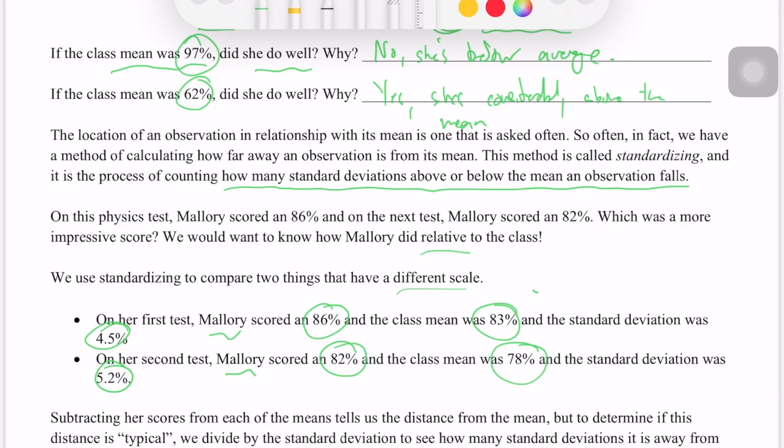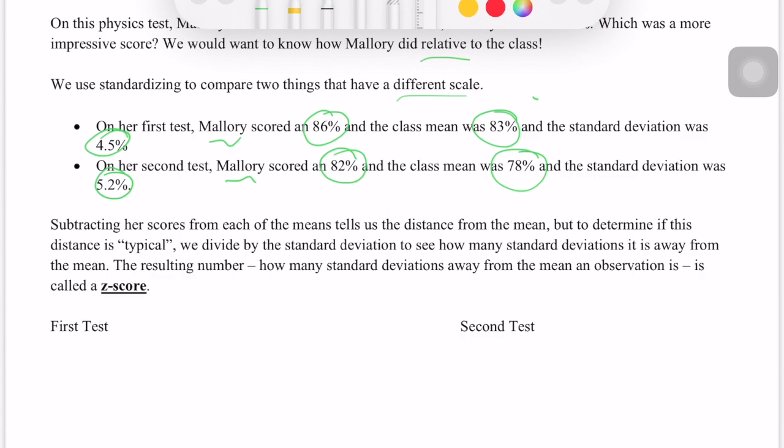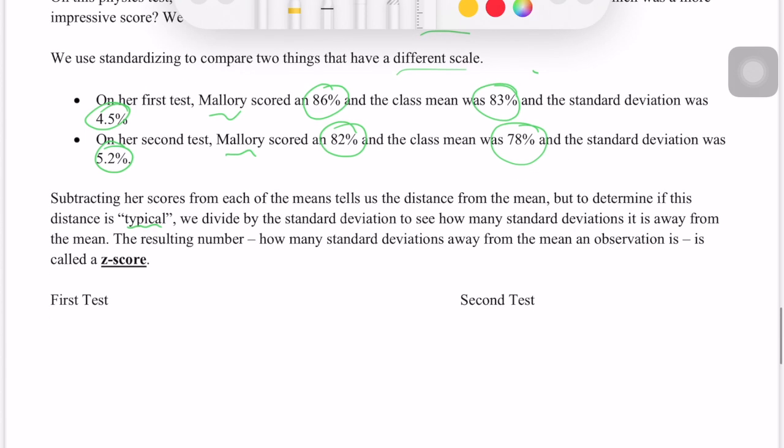Let's standardize it. Subtracting her scores from each of the means tells us the distance from the mean. But to determine if this distance is typical, we divide by the standard deviation to see how many standard deviations it is away from the mean. The resulting number, how many standard deviations away from the mean an observation is, is called the z-score. So let's underline that. I like to think of it as how many standard deviations fit in that distance.